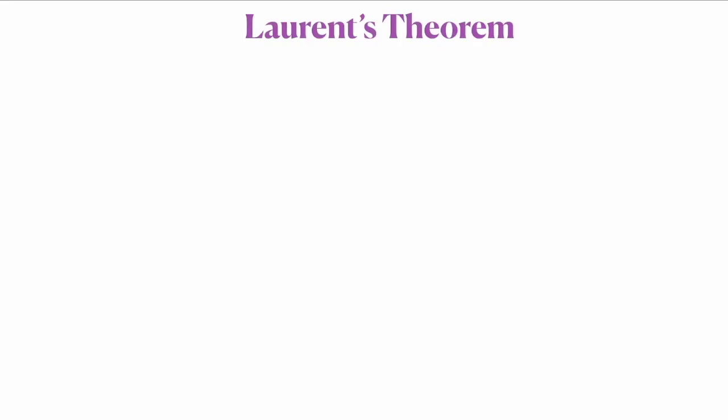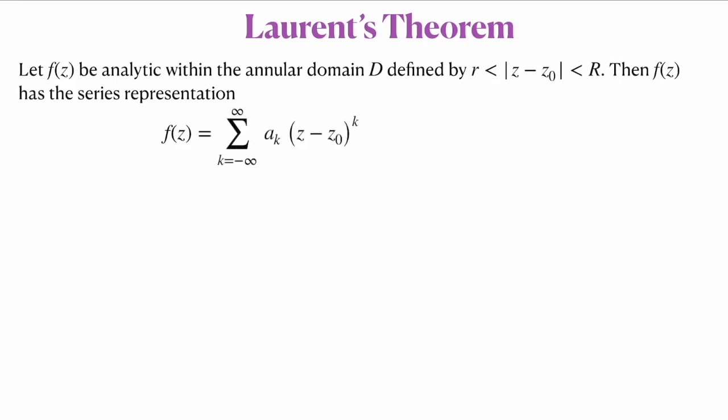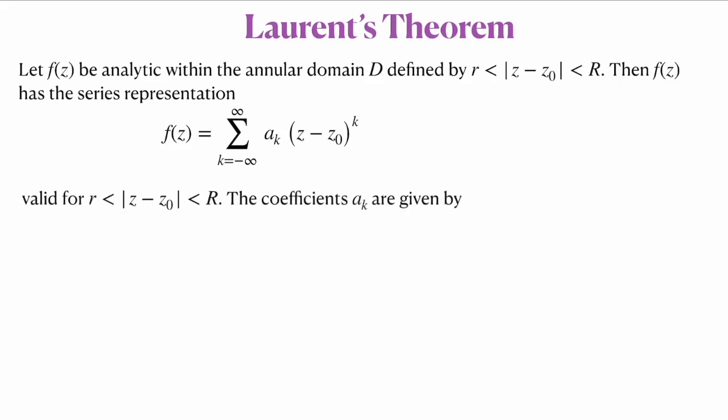Now we get to another important theorem, which is called Laurent's theorem. Let me first state it. Let f of z be analytic within an annular domain D defined by r less than modulus of z minus z0 less than capital R. Then f of z has a series representation. f of z is equal to the sum, k going from minus infinity to plus infinity, a k times z minus z0 to the power k. So this is valid in an annular region, with radius capital R and a small r, and it lies in the region between them.